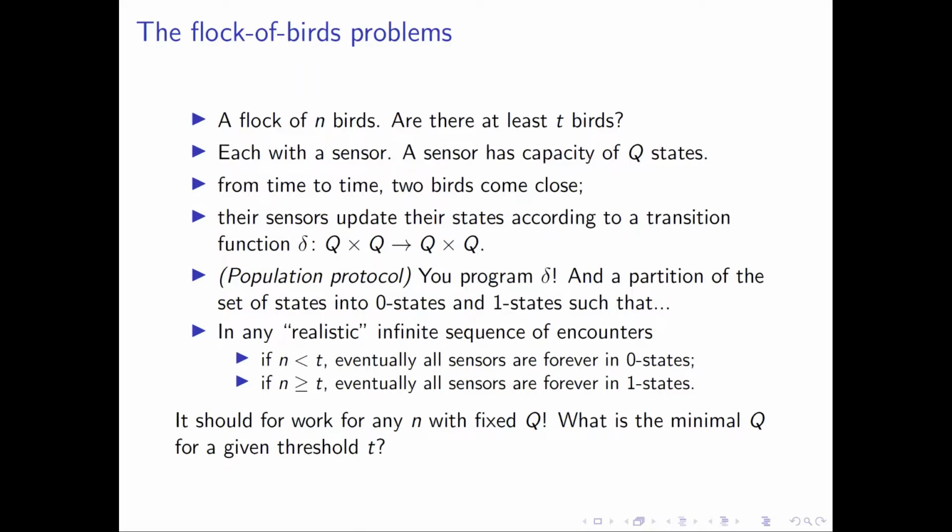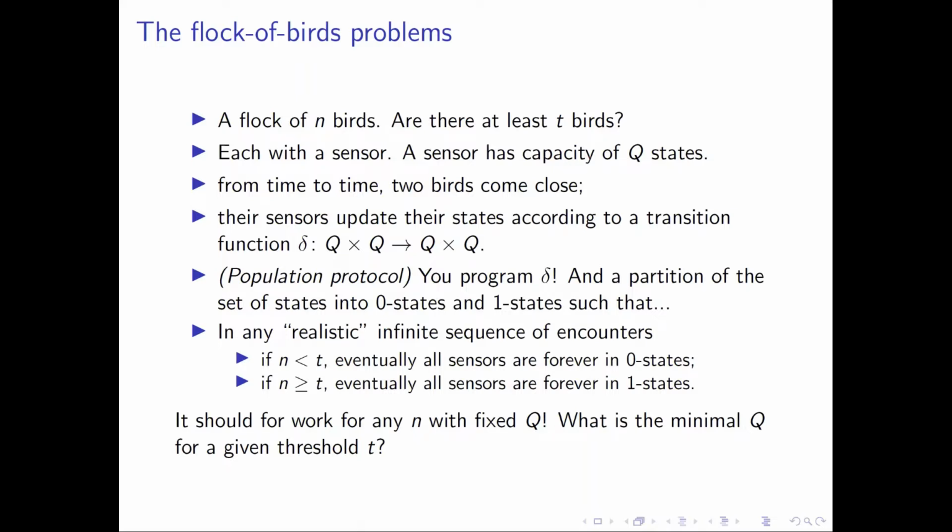Delta determines the behavior of the sensors. And you should also define a partition of the states into two kinds called 0 states and 1 states. And these two things, delta and this partition, constitute a so-called population protocol. So population protocols are algorithms in some sense for our problem. Okay, so our problem is to determine whether there are at least t birds. So that's our goal. But what does it mean exactly in this model?